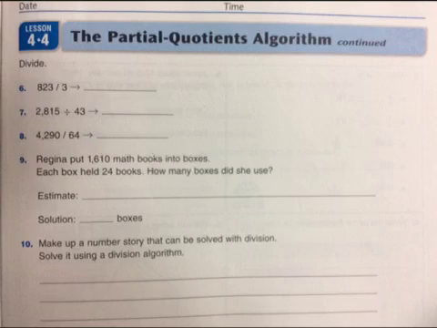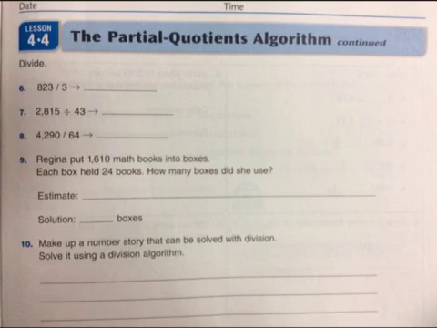Do this math problem here. Regina put 1,600 math textbooks into boxes. Each box held 24. So this was divided into groups of 24. How many boxes did she use? Okay, so we're breaking this up into groups of 24. How many boxes will she use? Now remember, if you have a remainder, that means you're going to need another box.